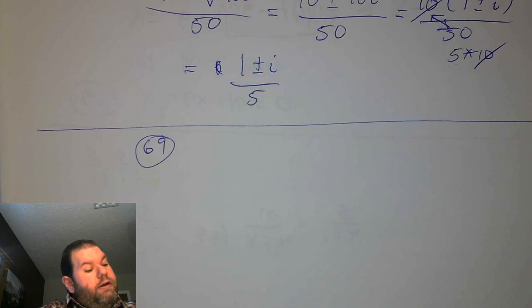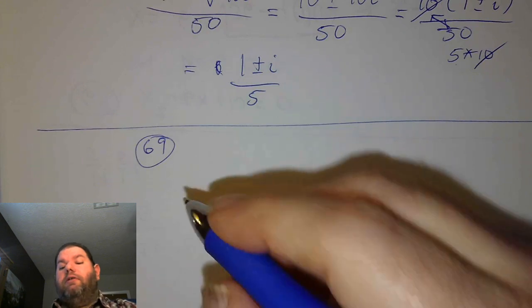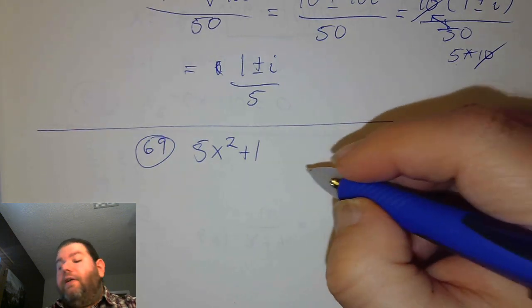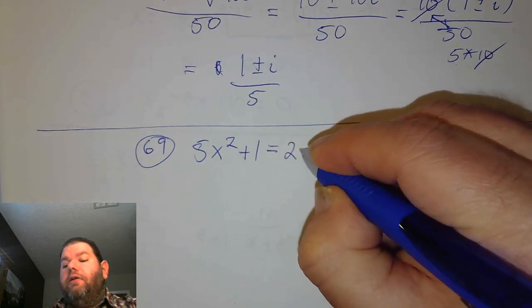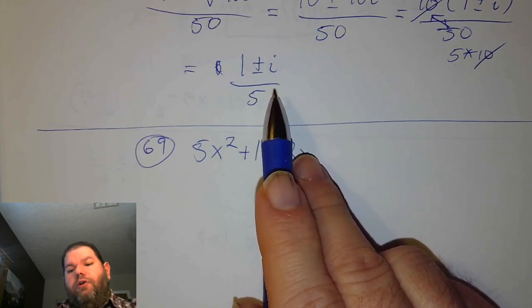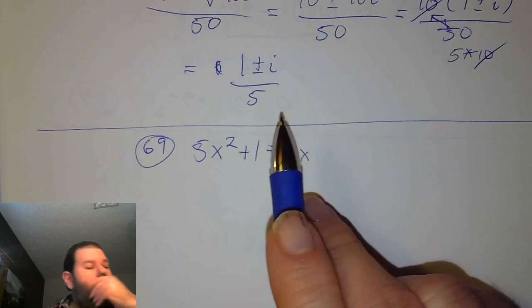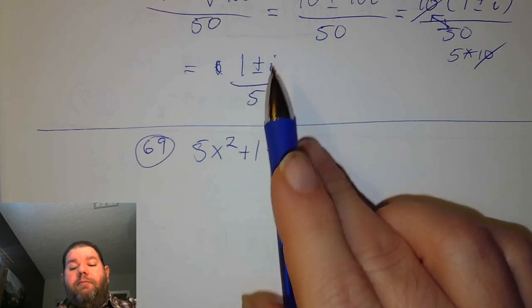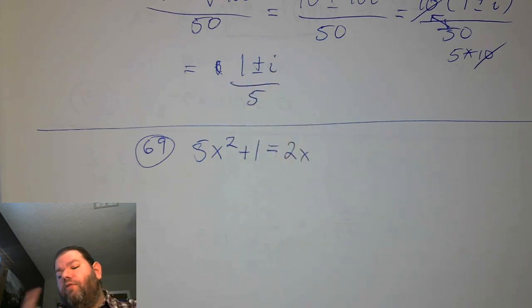Right, and then 69 was 5x squared plus 1 equals 2x. Yes, that's correct, Lauren. Yeah, we can't go down any further than this. We talked about before how when you look at the answer in the back of the book, it may express it slightly differently, like 1/5 plus or minus 1/5 i, or 1 plus i over 5 and then 1 minus i over 5, but all three of those things mean the same. So any one of them is accurate.